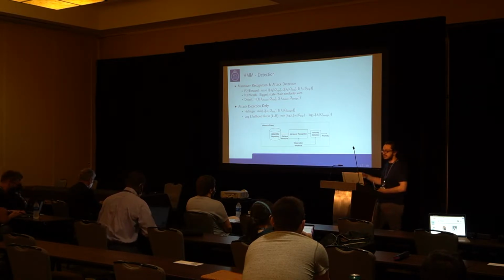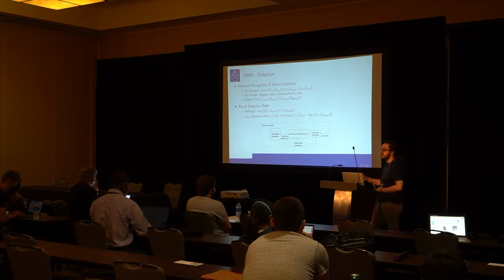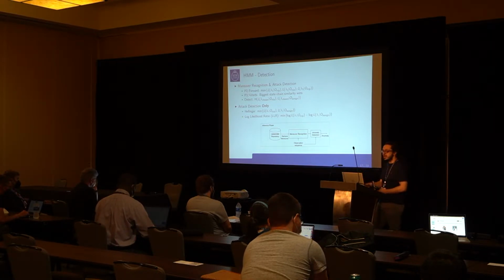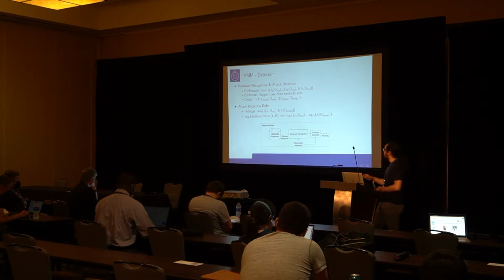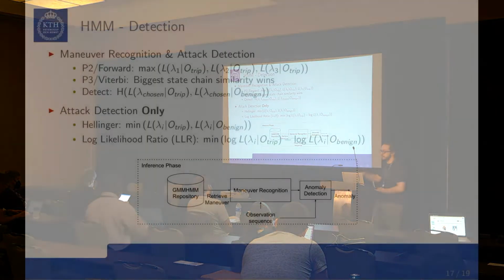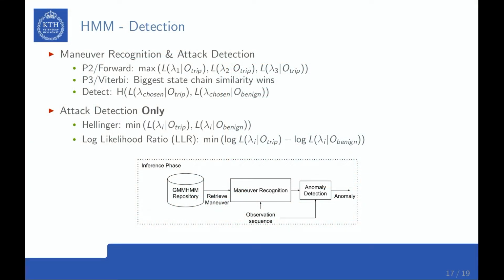Now, if we focus on the attack detection only, we use a heuristic called the Hellinger distance to figure out which pair of the models is closer together between the training observations and the trip observation. The other methodology that we use is the log likelihood ratio, which means we just check which of the two pairs is closer together.